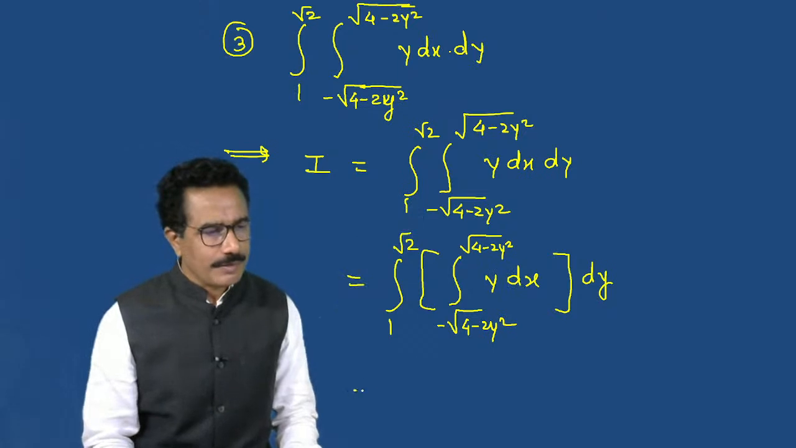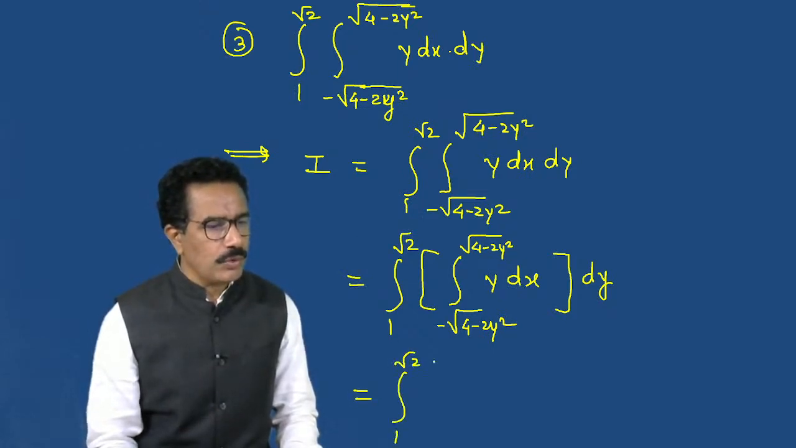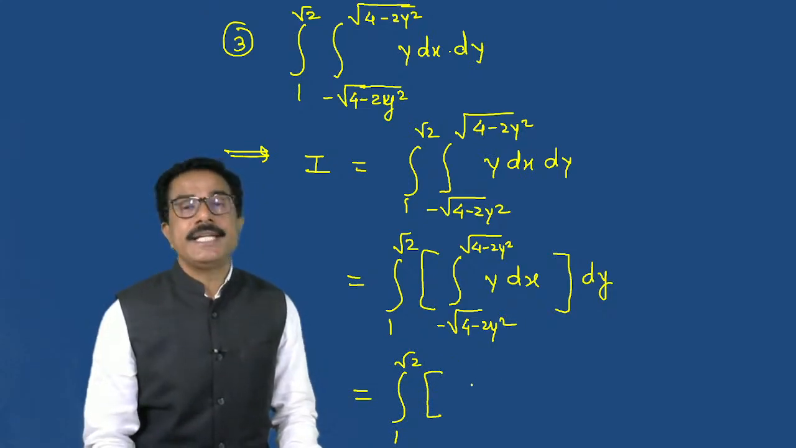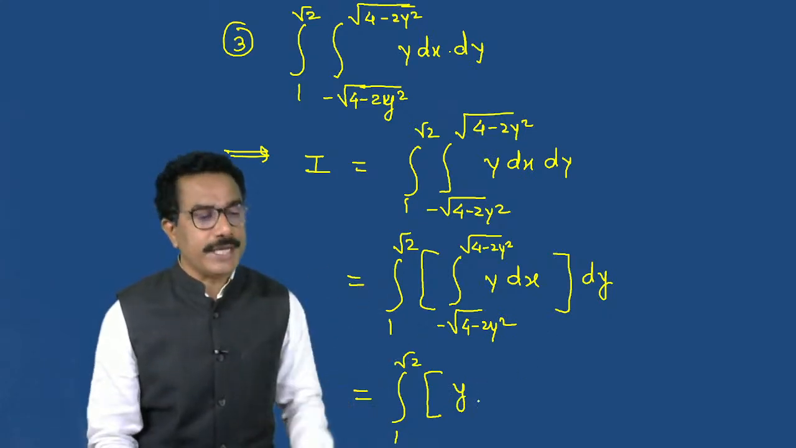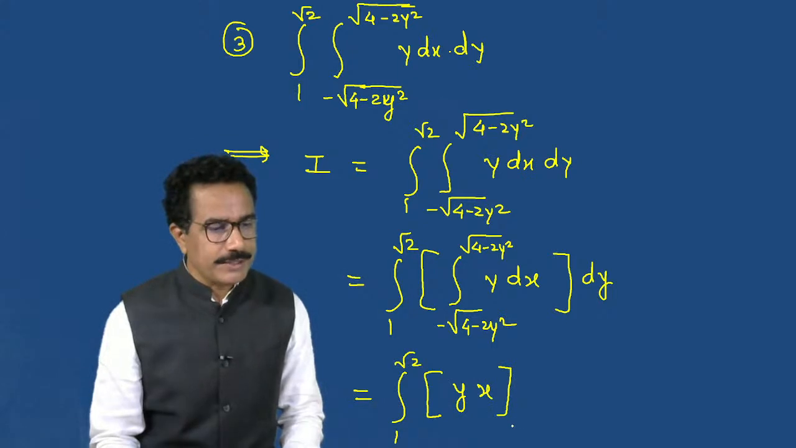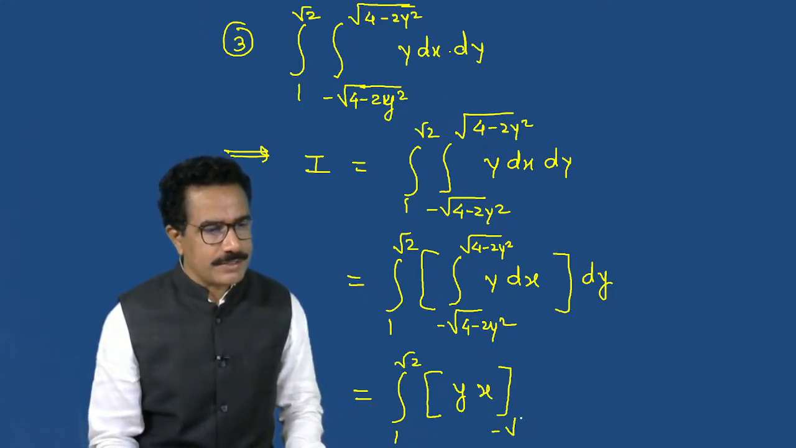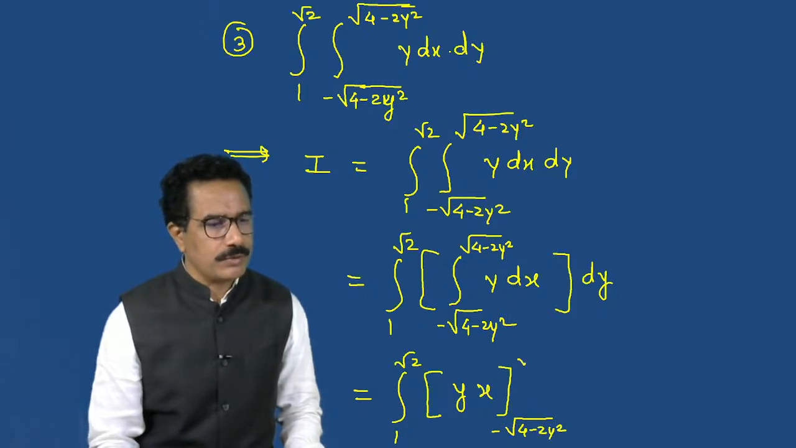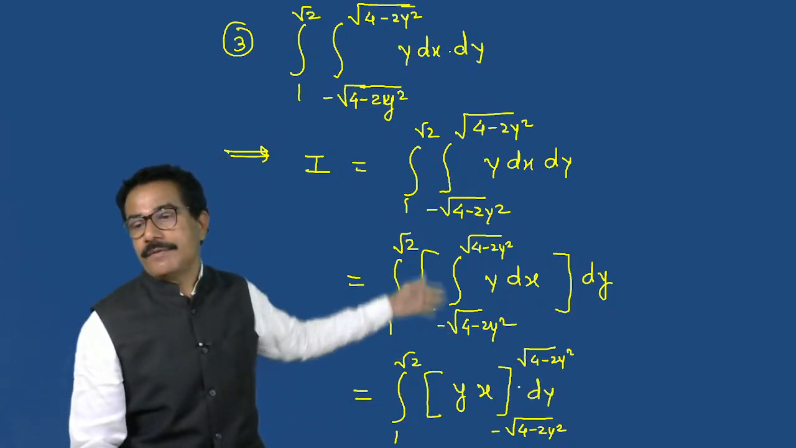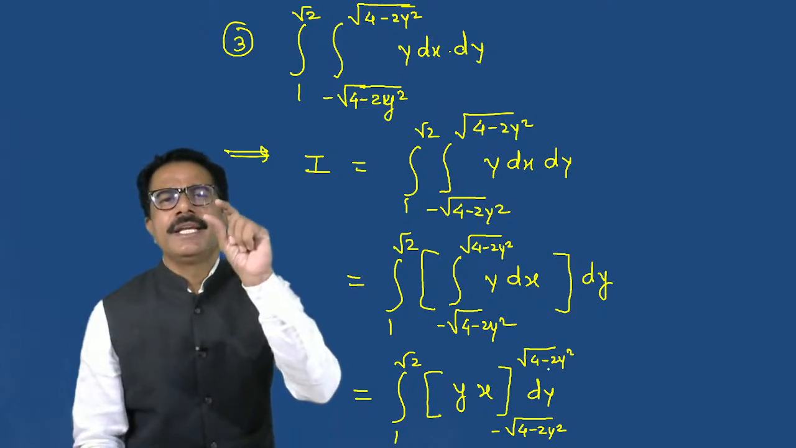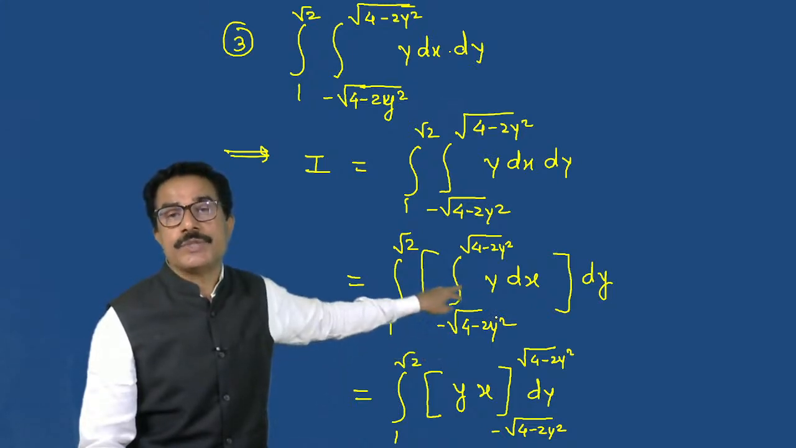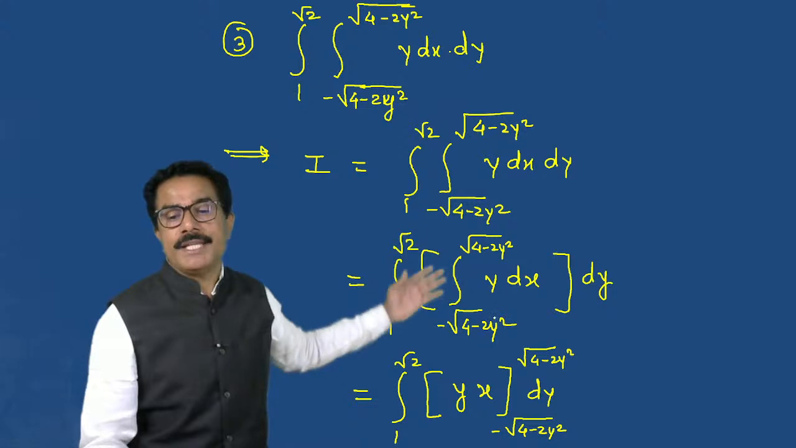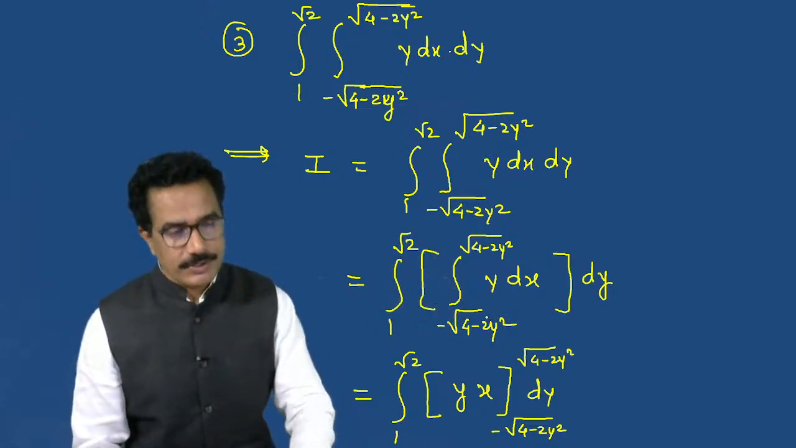So integral from 1 to √2, if we take the integration of y with respect to x, then y is kept as a constant, and the integration of dx is x over the limit −√(4 − 2y²) to √(4 − 2y²) dy. Keeping y constant, we take integration with respect to x. Note the hint again: if the limits of the second integral contain y, take integration with respect to x, and if they are in x, take integration with respect to y, that is horizontal or vertical strip.